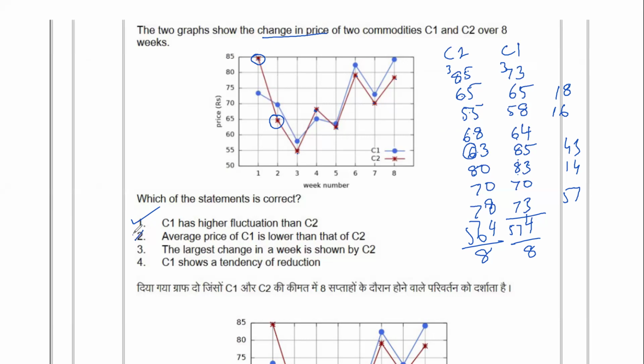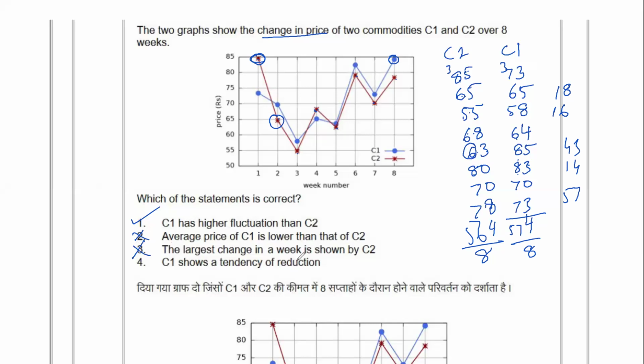So 2 is out. The largest change in a week is shown by C2. Not necessary. This is 85 here, and this is 85 here. And see, change as a percentage is different, and change as in the change is different. So the largest change in a week is shown by C2. That's incorrect. C1, C2 both have a change of 85.